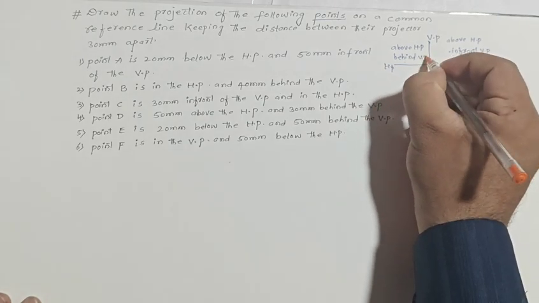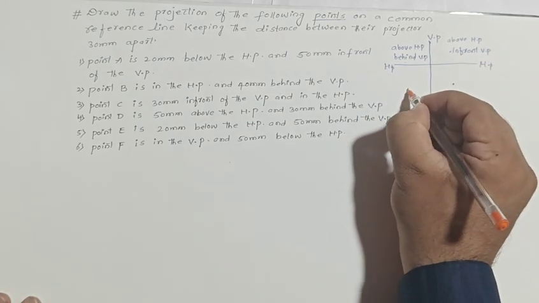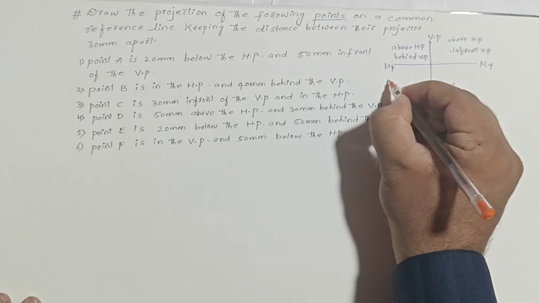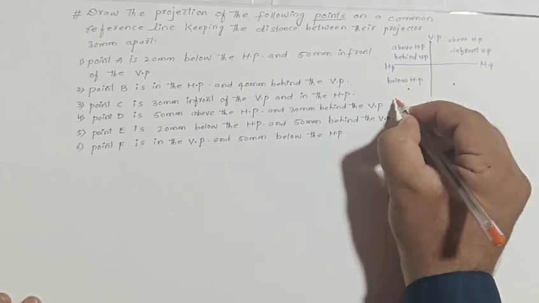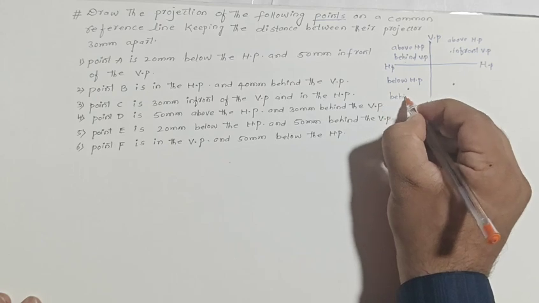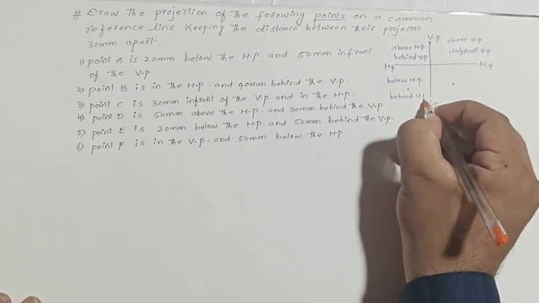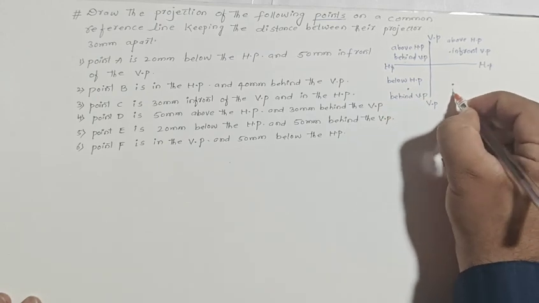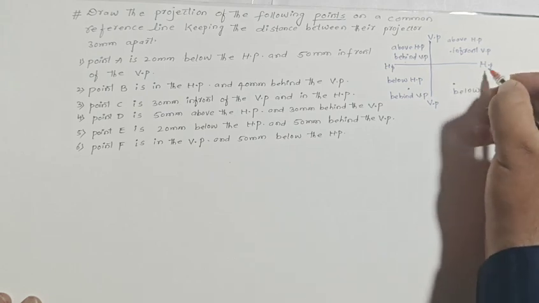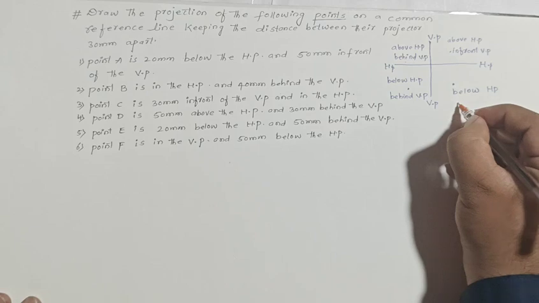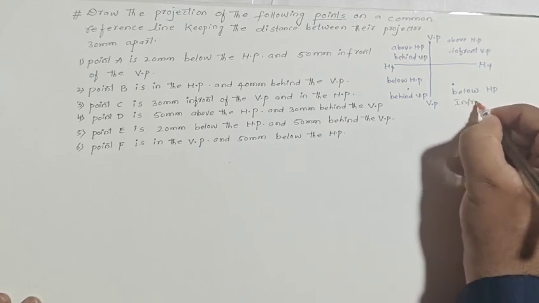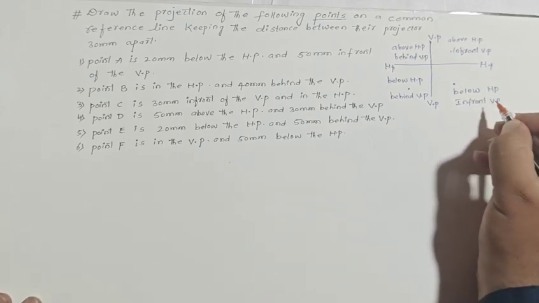Behind the vertical plane. And this point here, we can say, is below the horizontal plane, behind the vertical plane. What about this point? Below the horizontal plane and in front of the vertical plane.